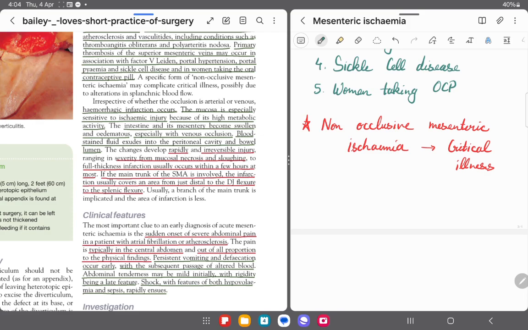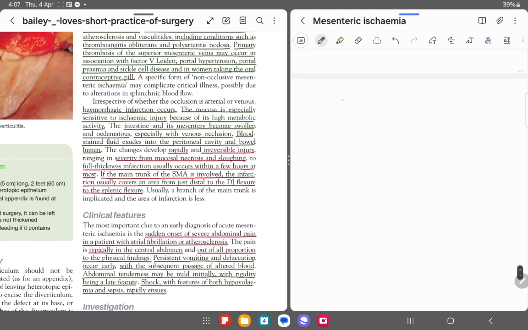The changes develop rapidly and irreversible injury ranging in severity from mucosal necrosis and sloughing to full thickness infarction usually occurs within a few hours at most. If the main trunk of SMA is involved, the infarction usually covers an area from just distal to the DJ flexure to the splenic flexure. Usually a branch of the main trunk is implicated and the area of infarction is less.